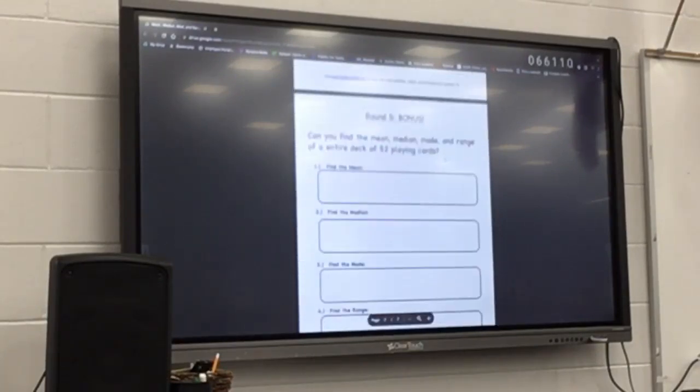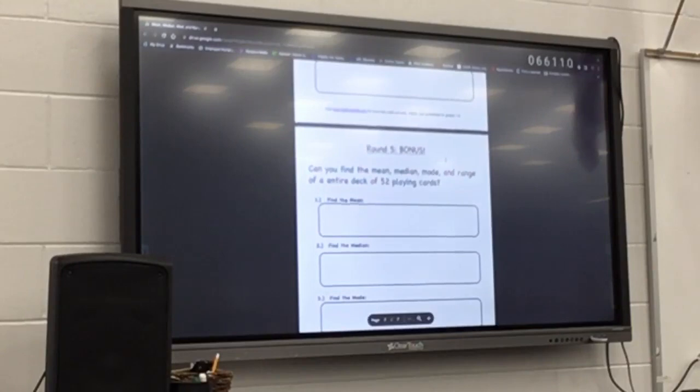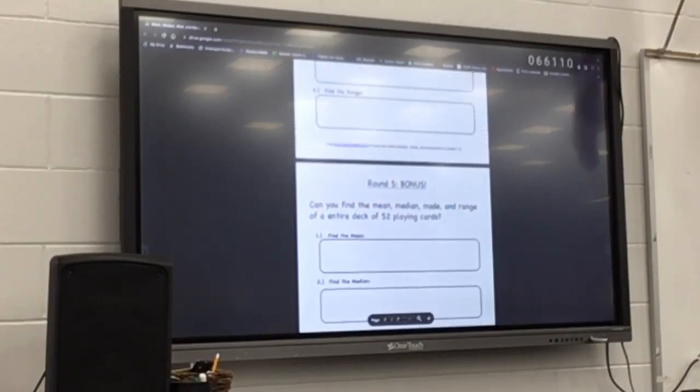But your bonus, it says, can you find the mean, median, mode, and range of the entire deck of 52? So the entire deck of 52 cards. So you would essentially have to add up all these cards and divide it by what? 52. So if you're up for that challenge and you get there and you want to give it a try, definitely give it a try. Are there any questions with the activity that you were doing today? No? We're good? Okay, let me pass these out.